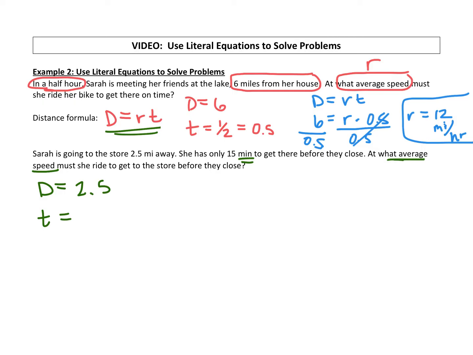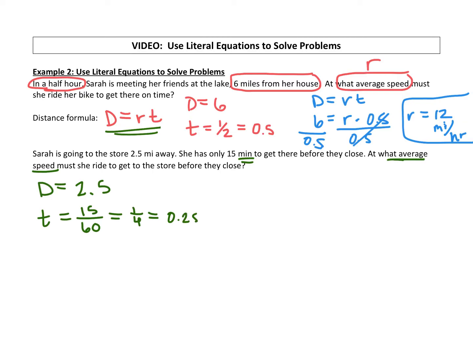A couple ways to think about that. You could say, well, how many 15 minutes are in an hour? Some of you guys might know off the top of your head, oh, there's 4 of them. So my time is 1/4 or 0.25. If you're not sure, a quick way to get there is you can take your 15 minutes and put it over the total number of minutes in an hour, which is 60. And that's going to give you the fraction of an hour for the minutes that we're working with. So 15 divided by 60 does reduce to 1/4. You can use a 1/4 in the equation. That is a terminating decimal, so you may also use a 0.25.